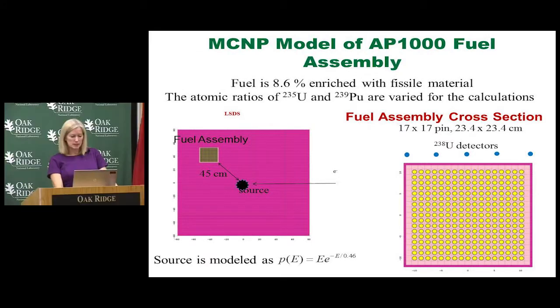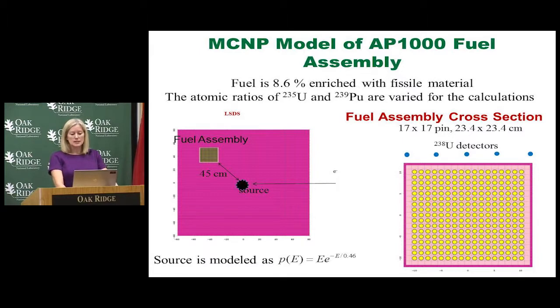What the simulation did was put a fuel assembly here, a 16 by 16 fuel assembly, and place U-238 detectors across the top. So there are U-238 fission chambers. What happens is the interrogation neutrons come in and slow down. As they slow down, they create fissions in the fuel, because they thermalize, and the thermal neutrons are really what create the fission in the uranium and plutonium in the fuel.